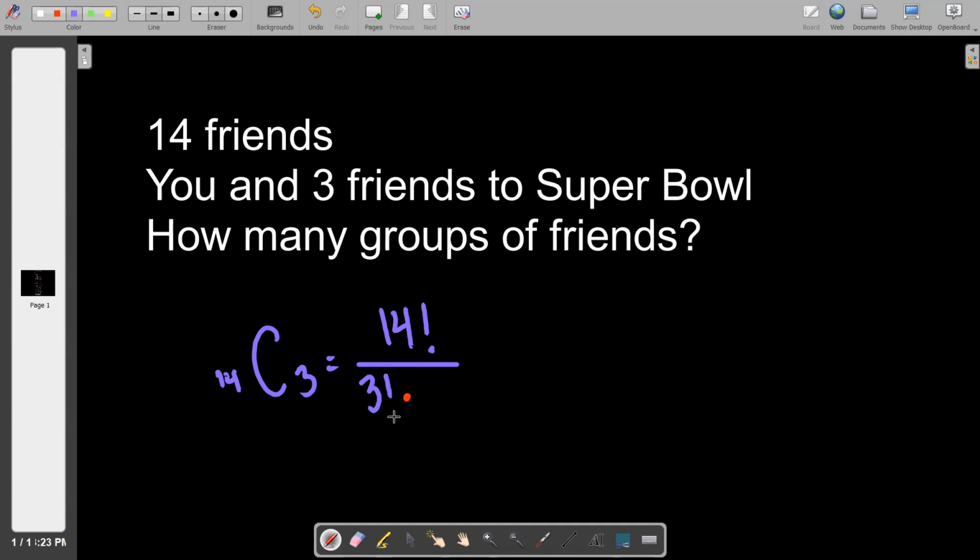Remember, this is where we put our R factorial right there. The group size goes there as a factorial, but then the other one we get by doing basic subtraction. What is 14 minus 3? Good job.